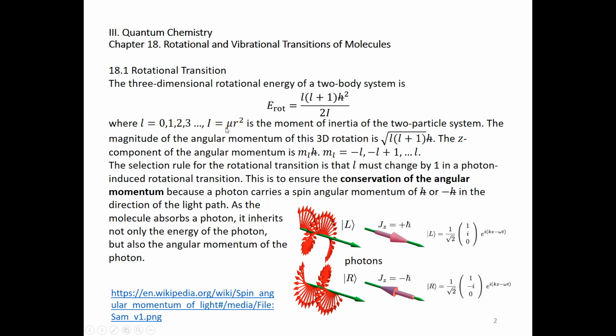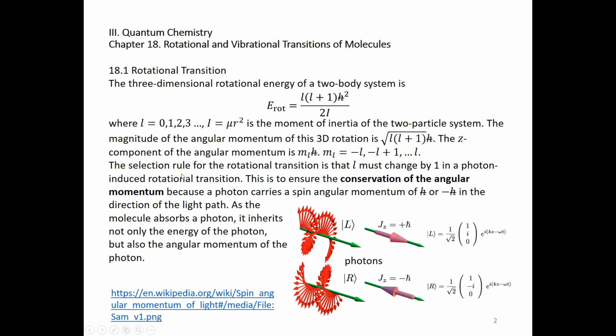I equals mu r squared. I is the moment of inertia. Mu is the reduced mass. The magnitude of the angular momentum of the 3D rotation is the square root of L times (L plus 1) times h bar. The z component of the angular momentum is m sub L times h bar. M sub L is negative L, negative L plus 1, etc., all the way to L. Therefore, we have a degeneracy of 2L plus 1.